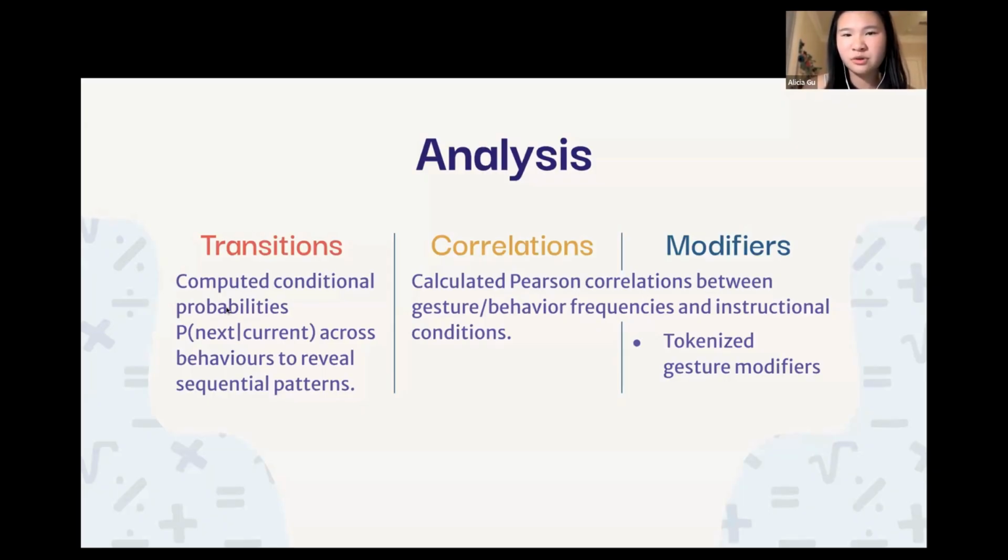So we did correlation analysis for both the behaviors and for the modifiers. So we calculated these Pearson correlations between the gesture behavior frequencies and the instructional conditions. So what this means is that we're associating specific behaviors more so with certain things, like English and Spanish. Wait, sorry. Something like math taught in Spanish, maybe there's a specific gesture that they do more frequently than something else, like English instruction in science, right? And all of our analysis was conducted in Python.